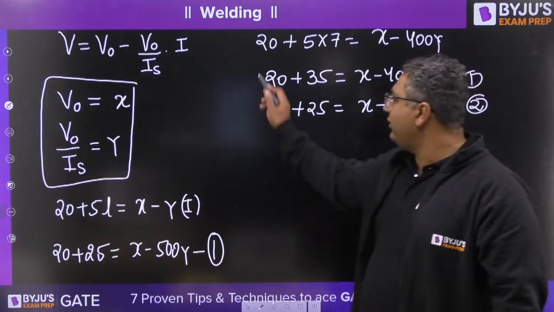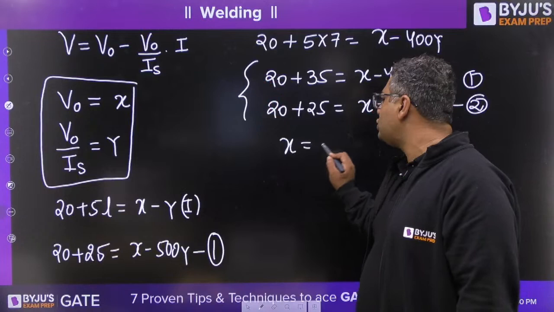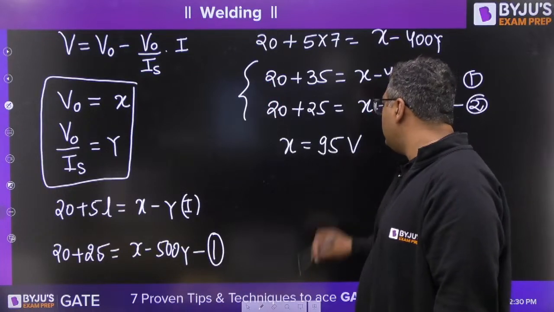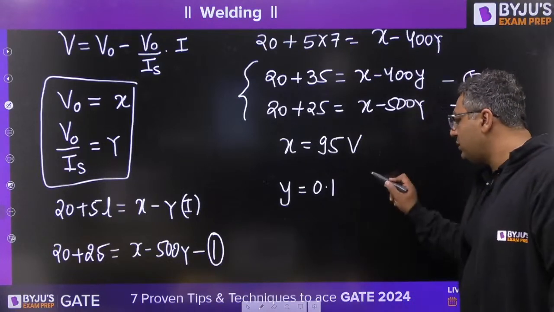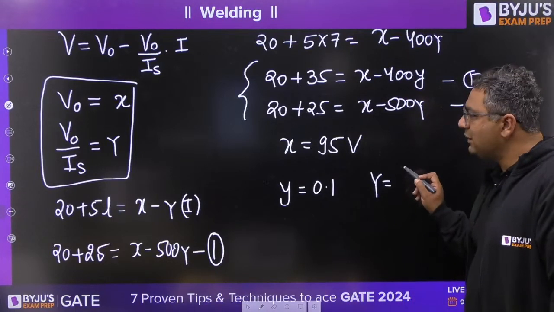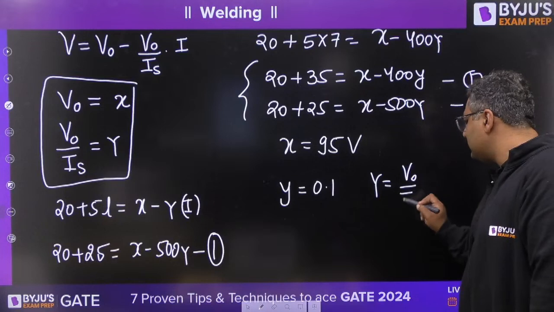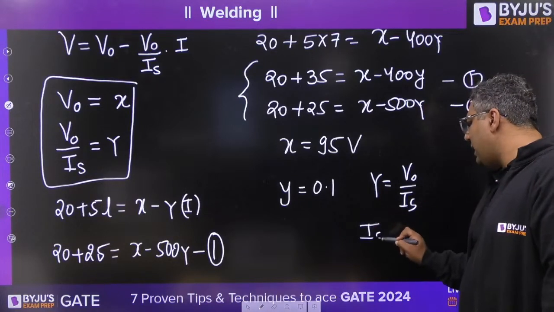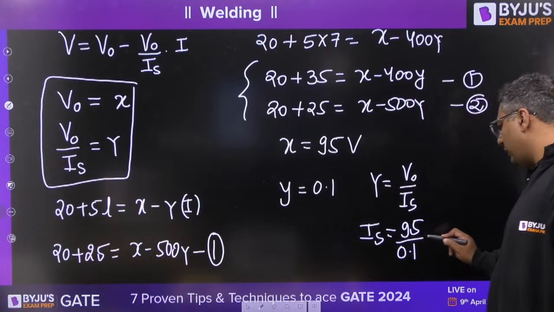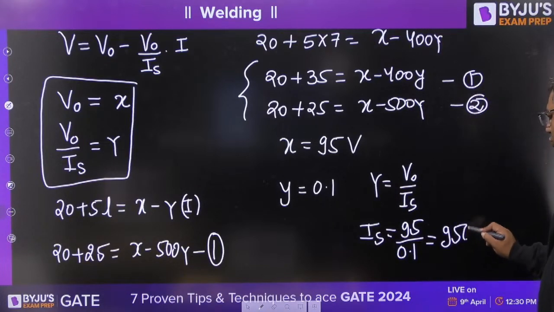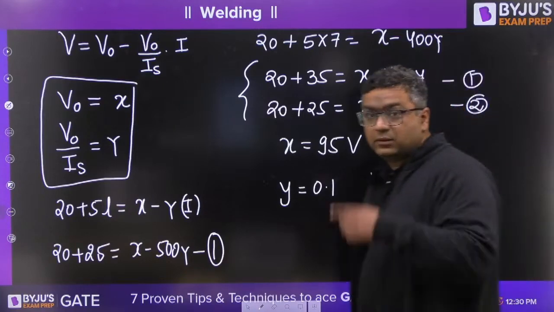When you solve these two equations, you will get X to be 95 volts and Y to be 0.1. Y is nothing but V naught by IS, so you will get IS as 95 by 0.1. It will come out to be 950 amperes.